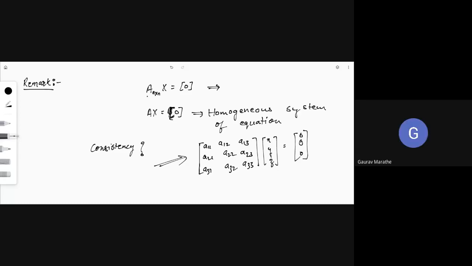Sir, as there is at least one free variable, it will have infinitely many solutions. Consistent and infinitely many solutions. Always? Not always, only if it has free variables. Gaurav, what do you want to say? Sir, it will be always consistent because the solution will be trivial, meaning Ax equals 0, so we can say that for the values of x the solution will be 0.